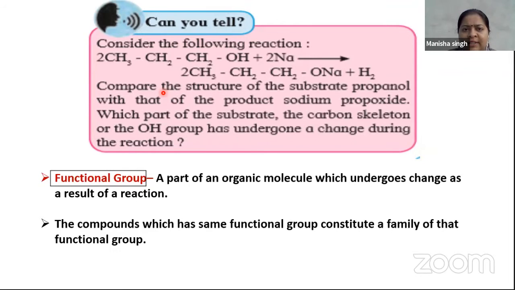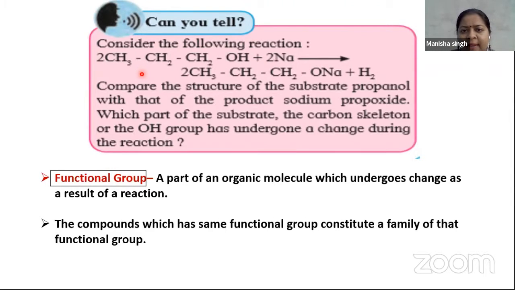Now, just I have told you that classification is based on structure and functional group. So functional group is the next type on which the classification is based. So first we should know what is functional group. So see this, consider the following reaction. Now what is the reaction? Alcohol is taken and sodium is reacting with the alcohol.